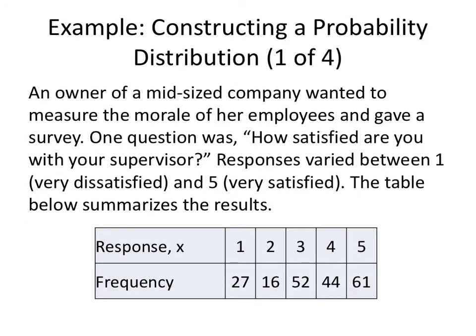Let's look at an example of constructing a probability distribution. An owner of a mid-sized company wants to measure the morale of her employees and gave a survey. One question was, how satisfied are you with your supervisor? Responses varied between 1 as being very dissatisfied and 5 very satisfied. The table below summarizes the results. So we have our responses of 1 to 5 and how many times she saw those answers.